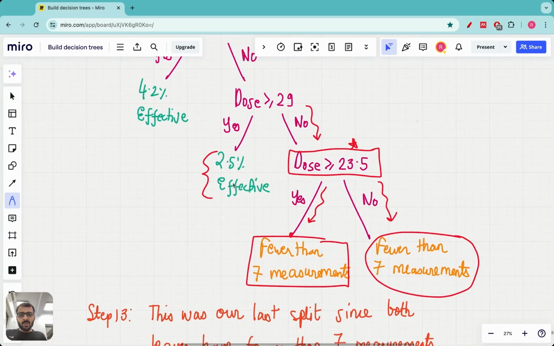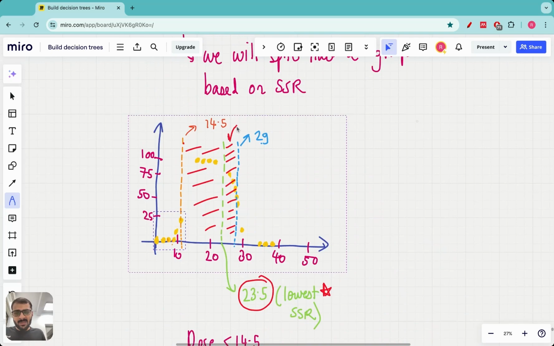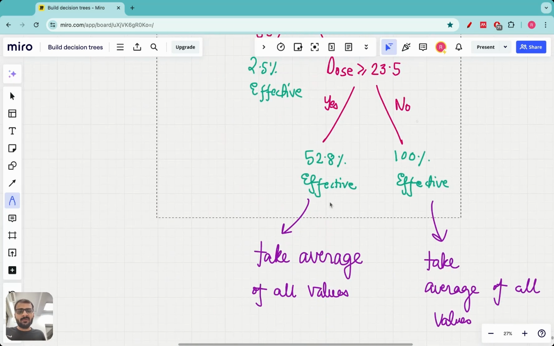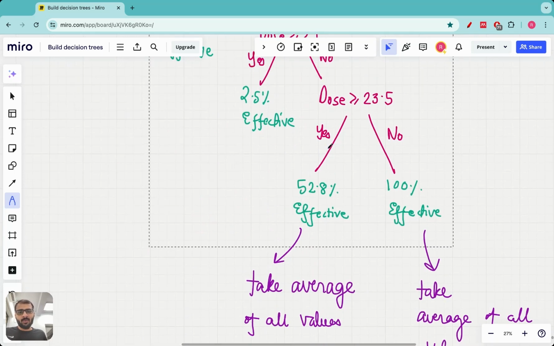And why did it stop? Because for both of these leaves, we have less than seven measurements, so we should not split it further. That will lead to overfitting, and we do not want that. So now let's see what values to put here. As always, to calculate the values, we just take the average of the measurements. If we go along this side, it means dose is greater than 23.5 but less than 29, which means we lie in this part. So we just take the average of all values over here, and that average turns out to be 52.8. So if dose is greater than 23.5, the answer is 52.8.